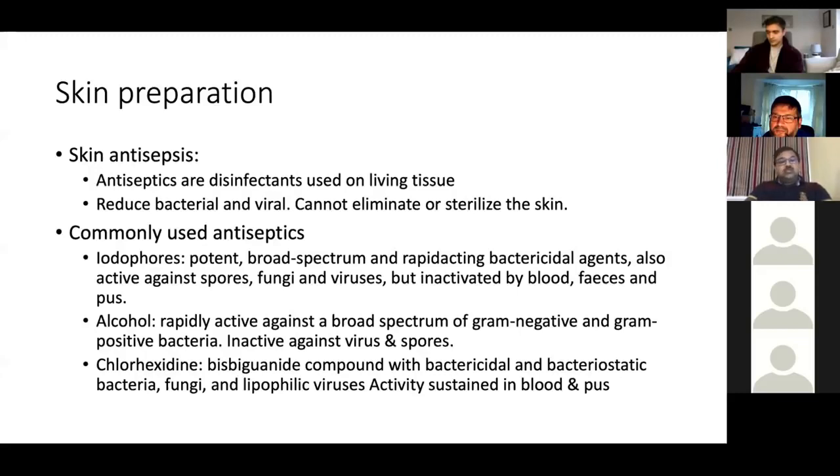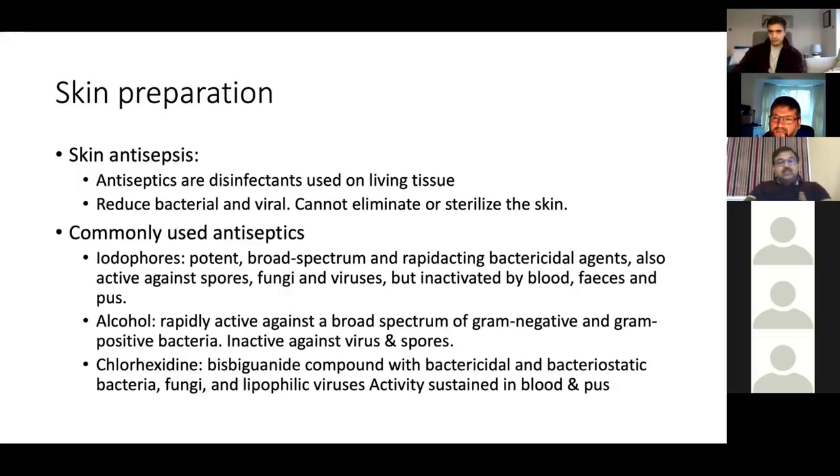The commonly used antiseptics are iodophors, iodine-containing compounds, which are potent, broad-spectrum, rapid-acting bactericidal agents. They are active against spores, fungi, and viruses, but rapidly inactivated by blood, feces, or pus. Alcohol is rapidly active against a broad spectrum of gram-negative and gram-positive bacteria. It is inactive against viruses and spores. Alcohol doesn't have a residual action, so it works only as long as it is on the skin. Once it dries out, the bactericidal action is over.